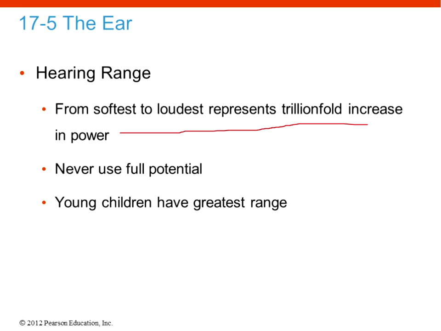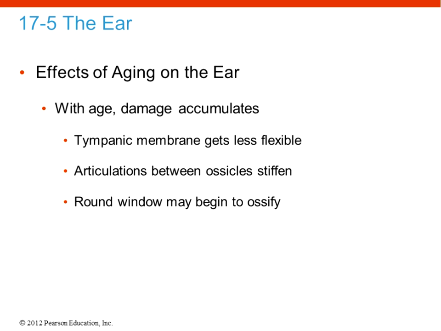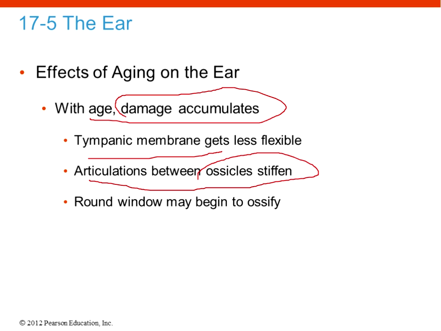So, hearing range from softest to loudest really is a huge increase. We never really use our full potential. Young children typically have the greatest range, and as we get older, we really start to see diminished hearing capability. Basically, it's just a result of damage over time. We lose hair cells over decades and decades of hearing all the time, and so the tympanic membrane also can be less flexible, so it's not going to respond as easily to those sound waves.